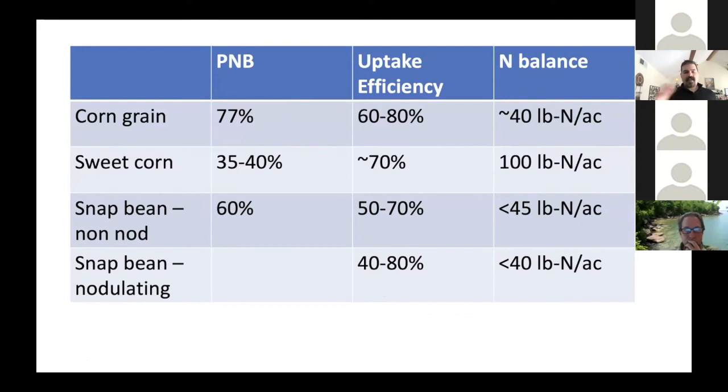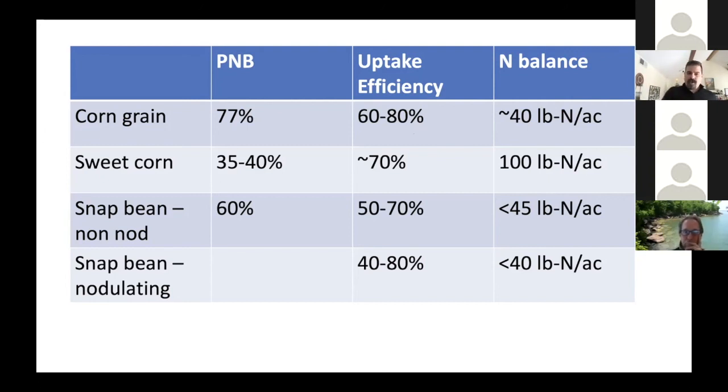Sorry. Roughly 77% equivalent of the nitrogen that's applied is removed in the grain just based on a simple balance. But we can typically achieve 60 to 80%. Half of the farm fields or more are achieving 60 to 80% uptake efficiency of the nitrogen that's applied. And thus, in most cases, we can have a relatively small nitrogen balance.